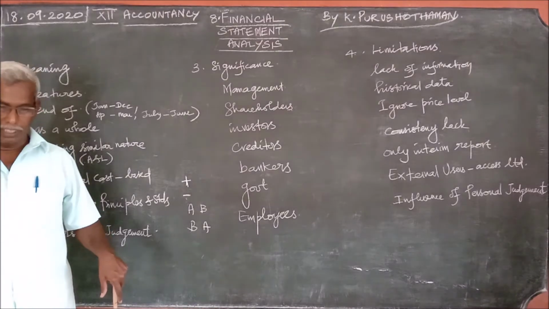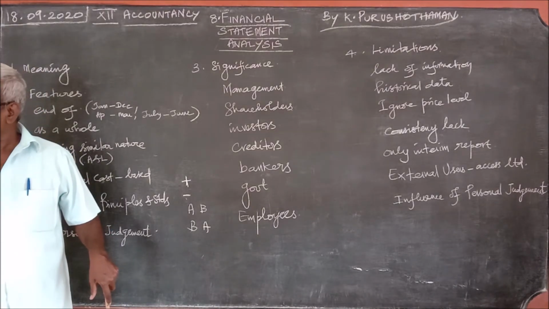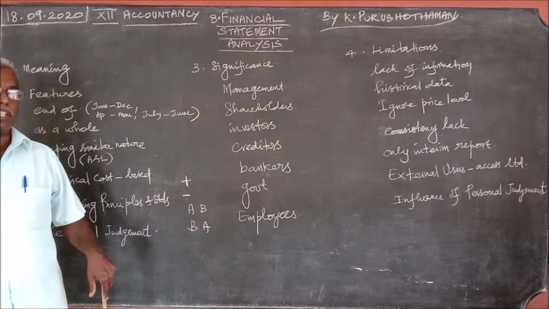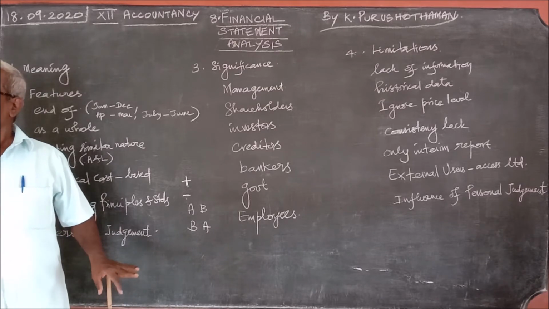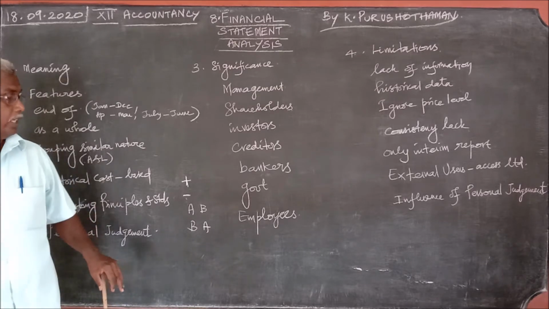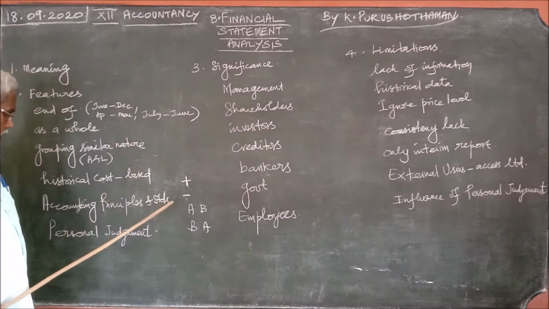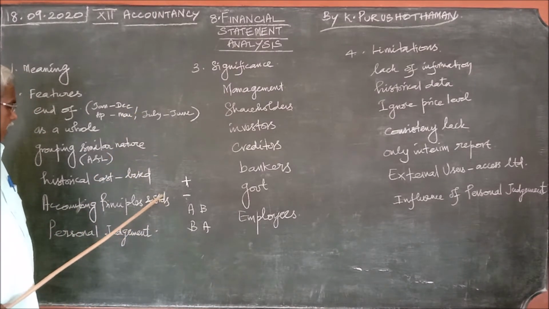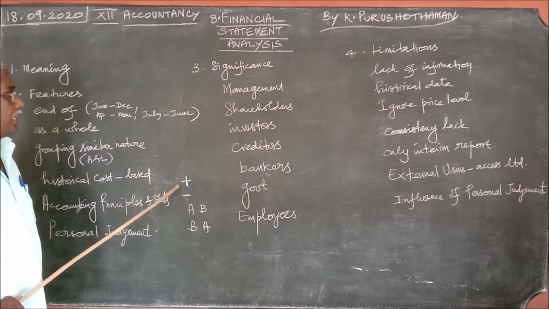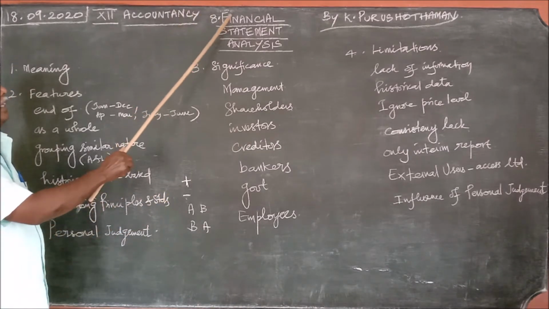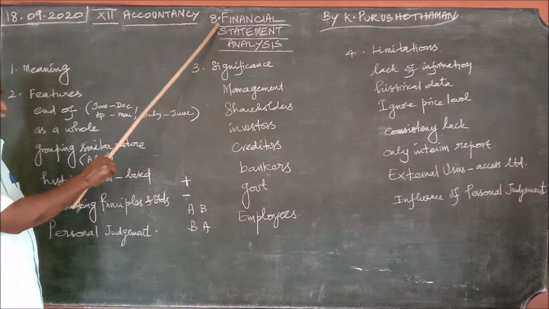And especially in accountancy, there are certain rules and regulations, certain principles and standards. Only with those things can we prepare the accounts. That is the point here. Accounting principles and standards are maintained when the financial statement is prepared.